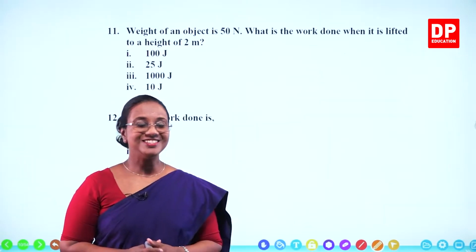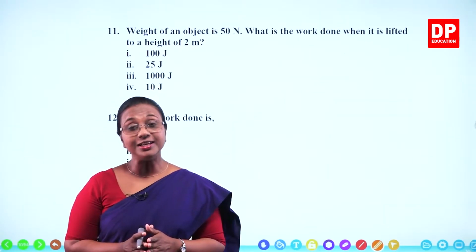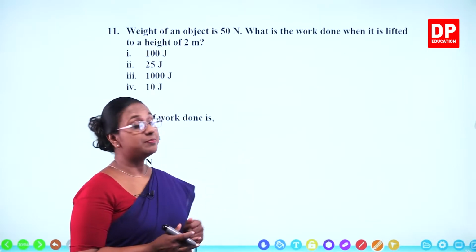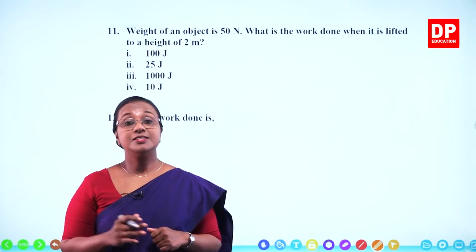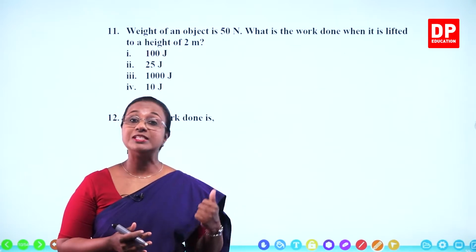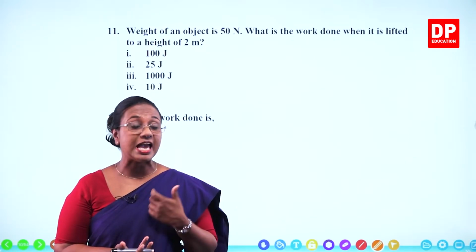Hello my dear students. So I'm going to continue with the extra questions. These are the MCQ type questions which I started in the previous chapter. So this is related to work, energy and force.